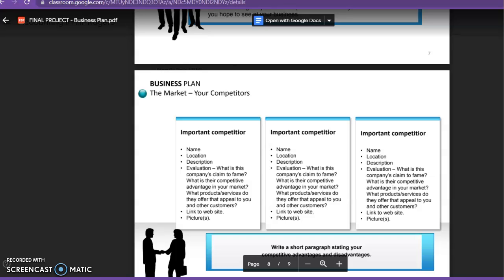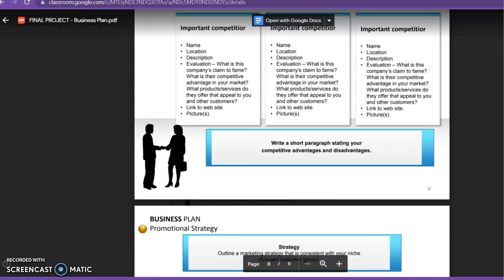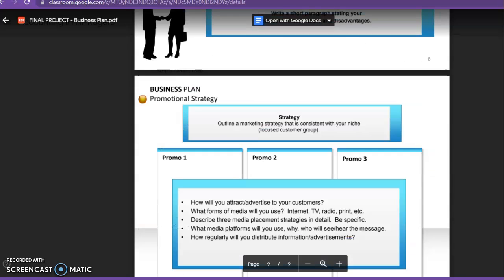The market, your competitors. It is good to know who your competitors are so that you'll be able to know how to angle your business for more success. Okay? So you need to put that information there, and your promotional strategy. Are you using print journalism, which would be the newspaper? Are you doing television broadcast promotions? Are you doing radio ads? Are you doing pop-up shops? Are you participating in church events or festivals, different things like that? So identify what you want to do.